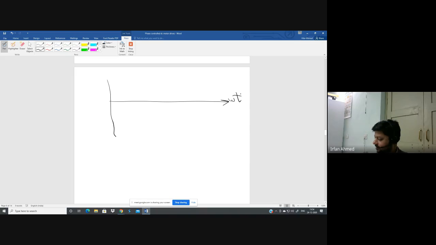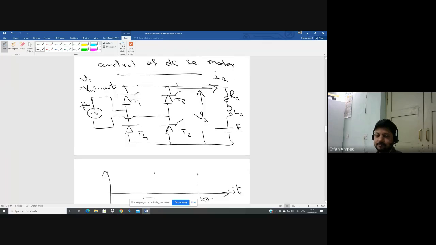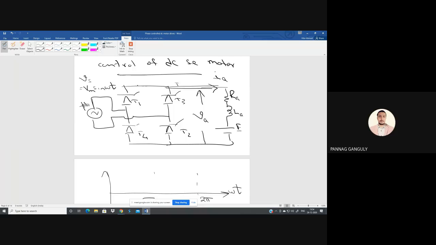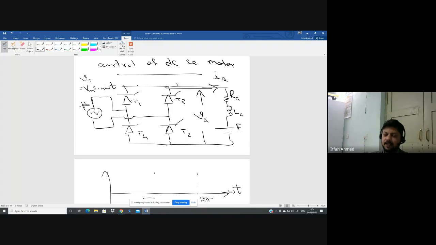When drawing the waveforms, on the x-axis you have omega t. Let us say this angle is pi and this angle is 2 pi. How many possibilities are there of VA? Continuous and discontinuous, no. How many possible values of VA can you get in this circuit? Armature voltage. Of course, continuous and discontinuous is there, but what are the possible values of VA in this circuit?